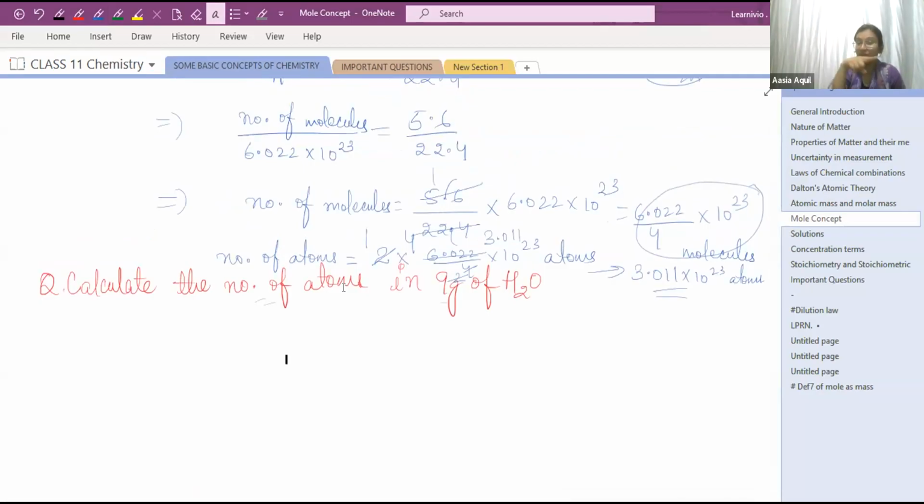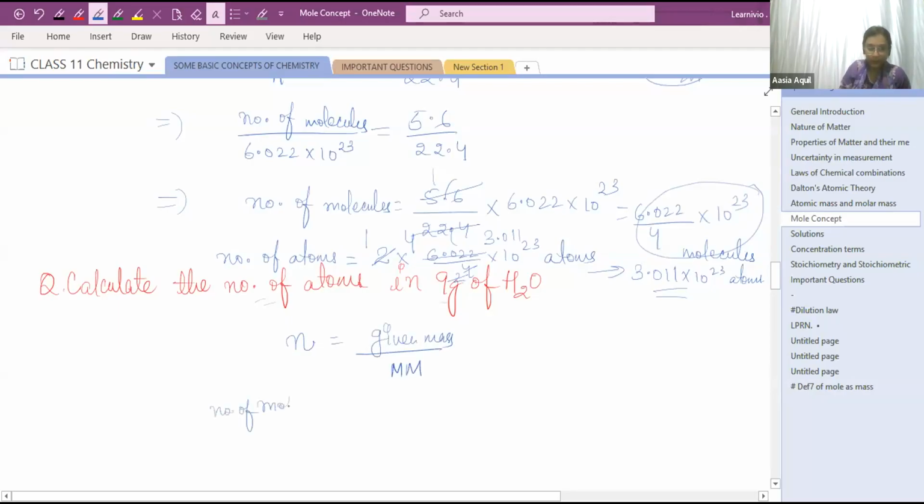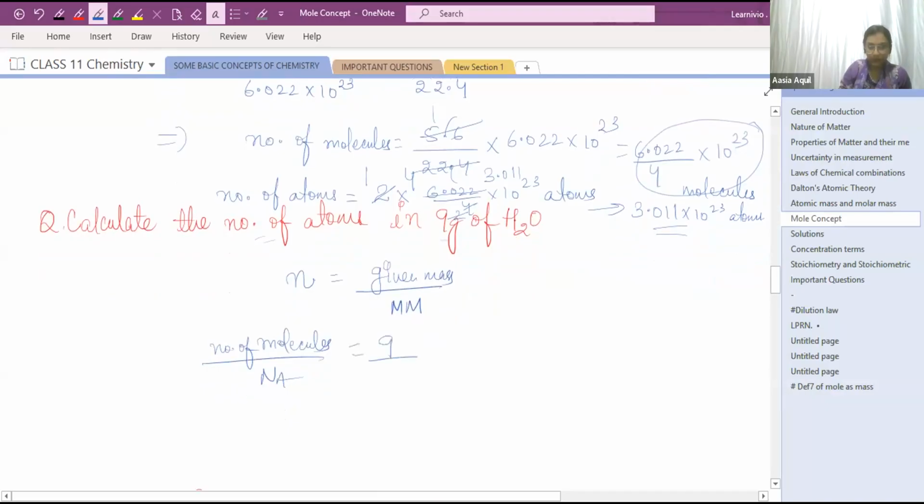When the volume is given, what formula are we supposed to use? Number of moles is given mass upon molar mass, right? The number of moles will be given mass upon molar mass. And we know that the number of moles is the number of molecules divided by the Avogadro number, which equals the given mass, 9 gram, upon the molar mass of water. So 16 plus 2, which gives you 18.